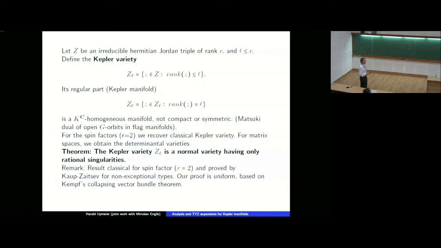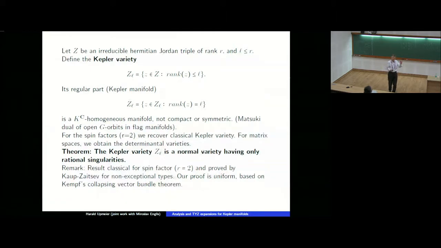So now let us first define Kepler varieties and then state our first main theorem, that these are normal varieties. This will play a major role in the second part, which is more analytic in nature. So from now on, we take one of these Hermitian Jordan triples, including the exceptional one, that's very important, irreducible of rank R. It has a rank.